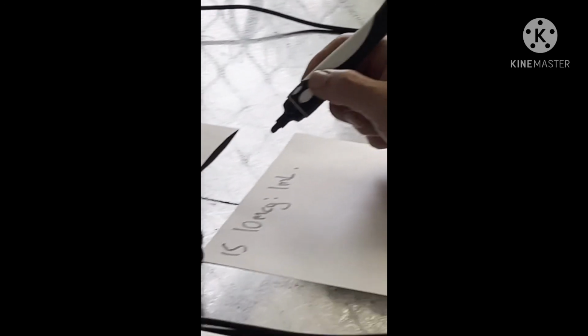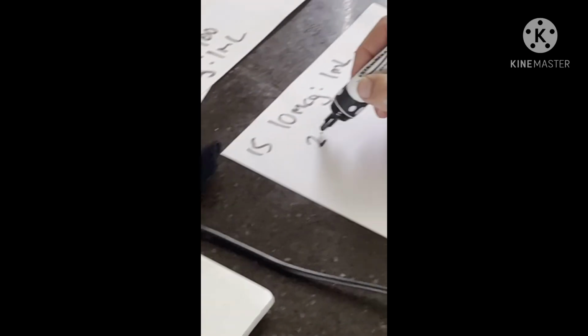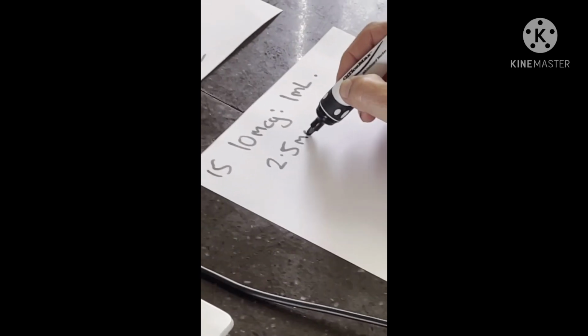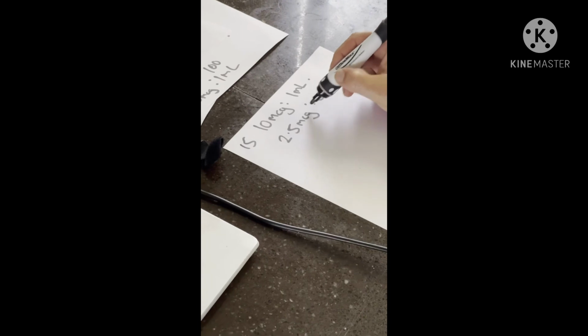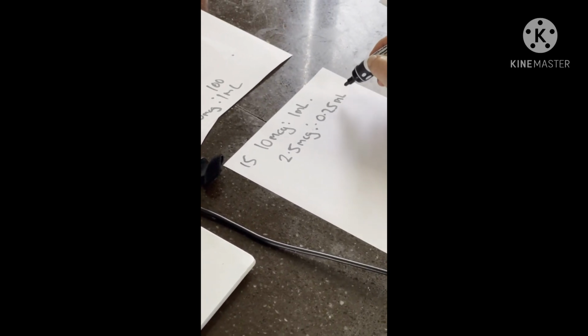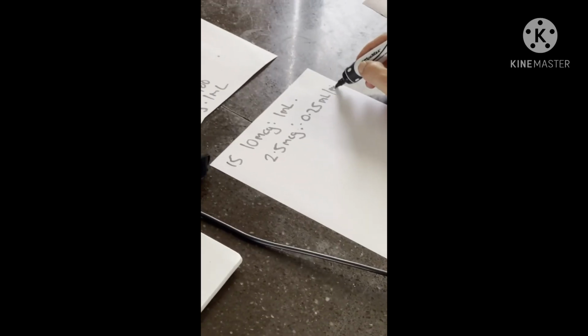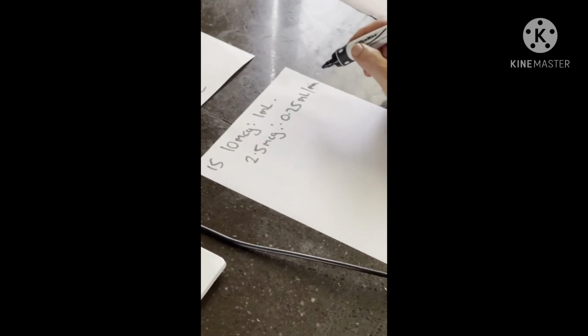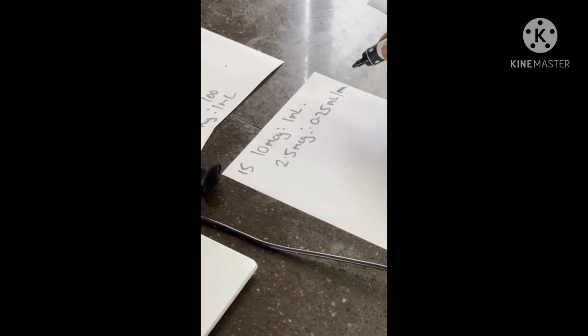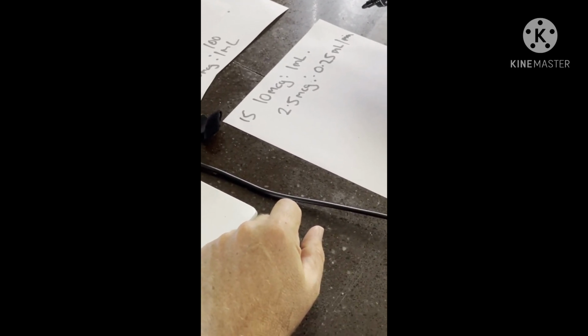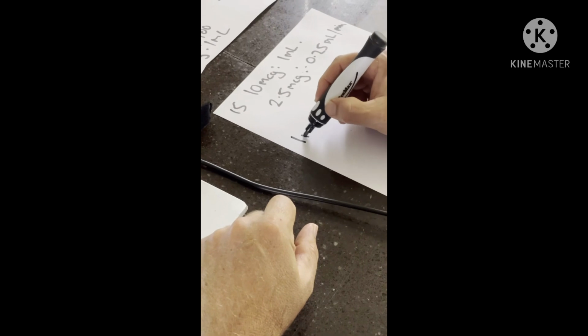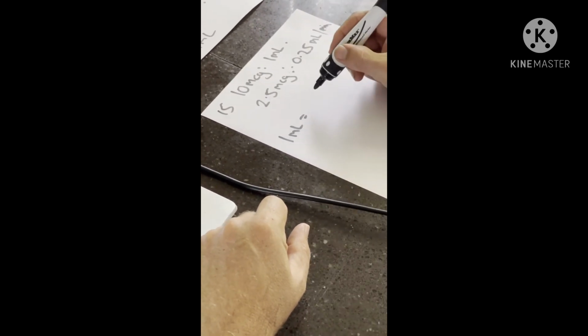So we're running at a rate of 10 micrograms per mil. Okay, so we want to give 2.5 micrograms of adrenaline per minute. Okay, and so that will be 0.25 mil per minute. So 0.25 mil per minute is what we want to get your patient to get. Okay. So 1 mil equals 60 drops.